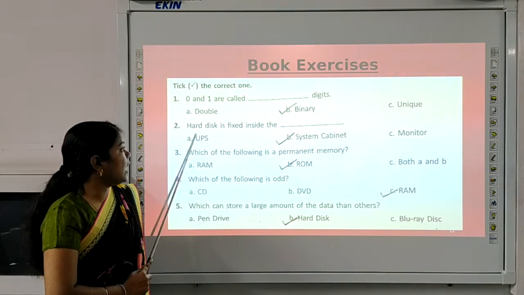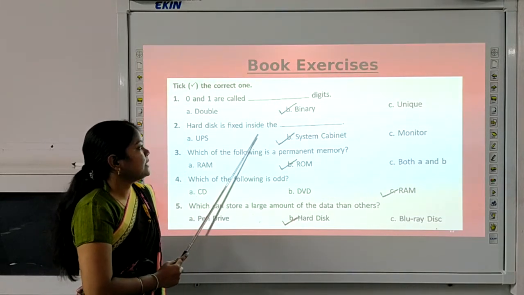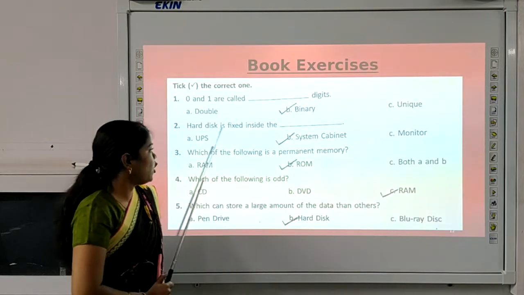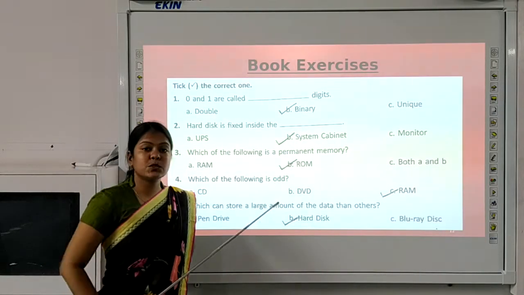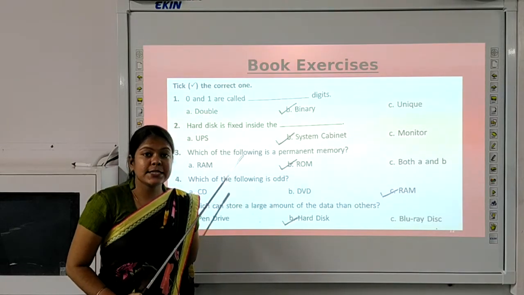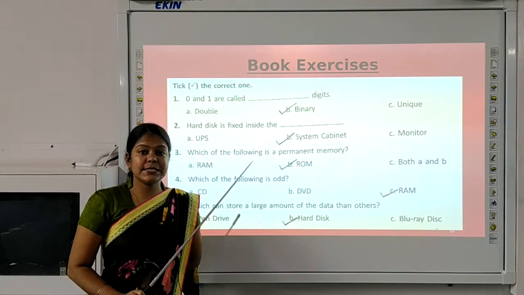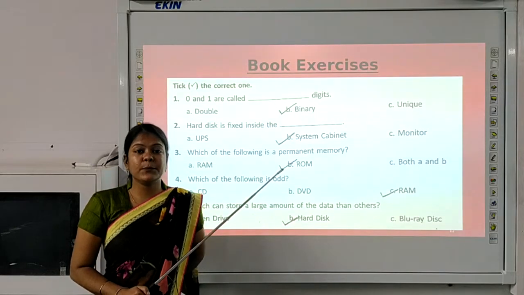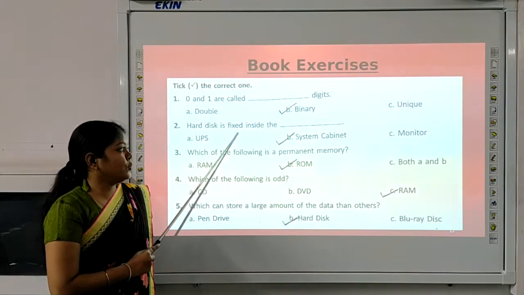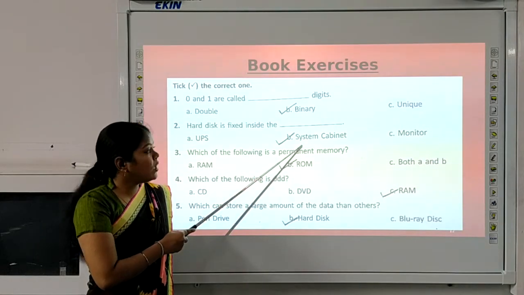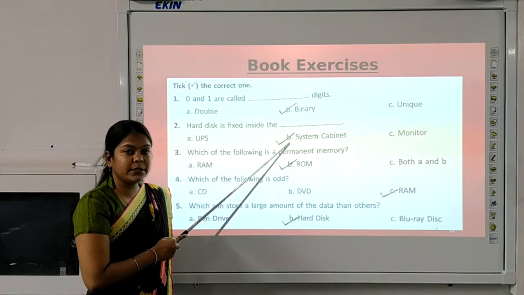Next question is hard disk is fixed inside the dash. Options are UPS, system cabinet, monitor. Students, we all know hard disk is a storage device which is placed inside the system cabinet. Aapka jo system cabinet hota hai computer ka, uske andar hard disk placed hoti hai, fixed hoti hai. To yahan pe aapke paas answer kya hoga? System cabinet. So put the right mark here.